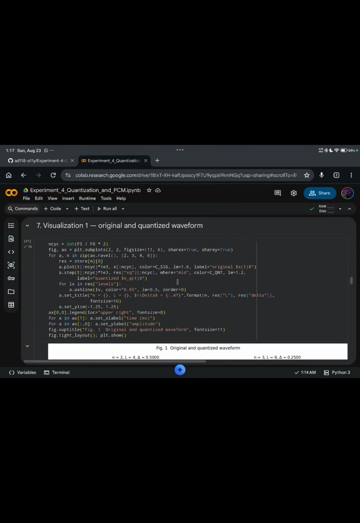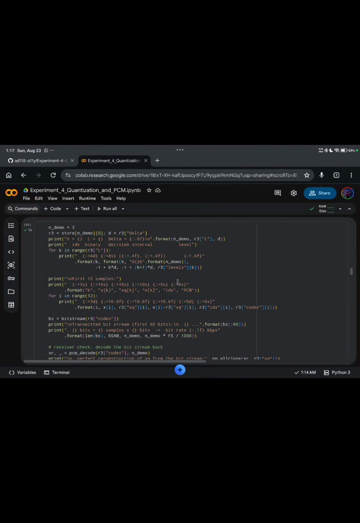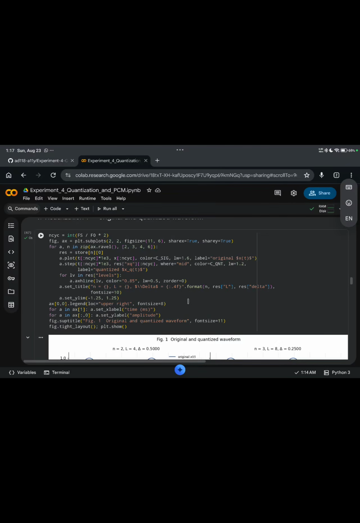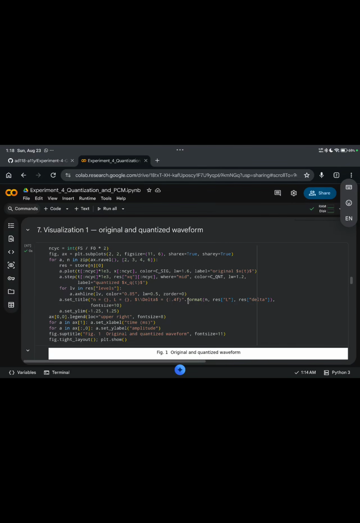The section displays the first 12 input samples. For every sample we can see the original value, quantization error, and quantizer index. The PCM words are then joined to create one continuous bit stream.